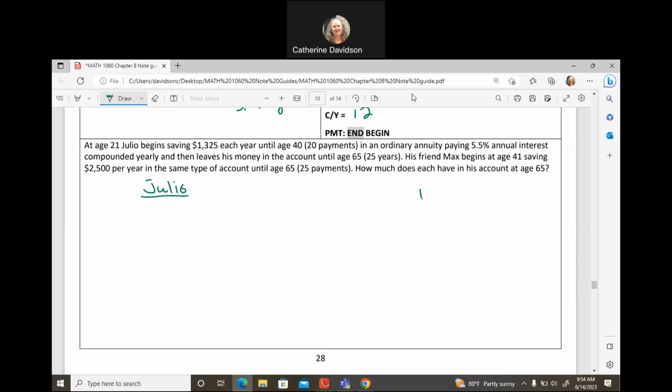His friend Max begins at the age of 41, saving $2,500 per year in the same type of account until age 65, so 25 payments. These are just annual payments. How much does he have in his account at age 65? So let's look at Max first. Okay, so I'm going to go over to the finance solver. You may want to write this down. So let's look at Max's scenario first.